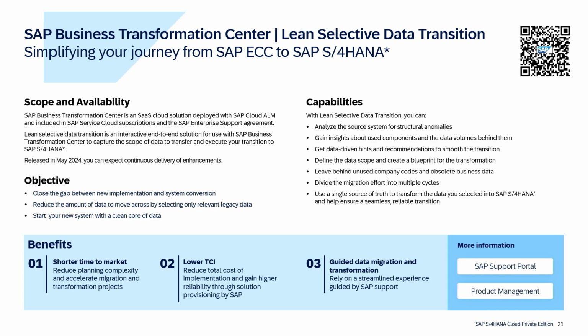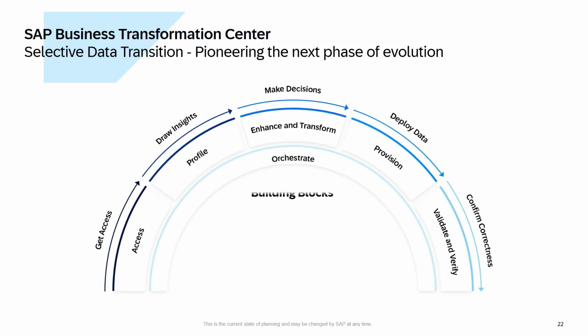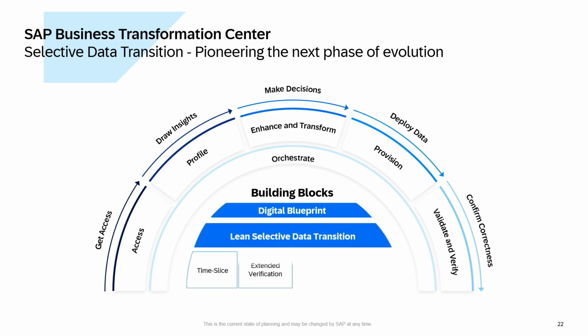The lean selective data transition scenario was released in May this year, announced at Sapphire. And as mentioned before, the first scope for the first release is really this reduced data scope based on company codes. But for sure, we don't want to stay that lean.